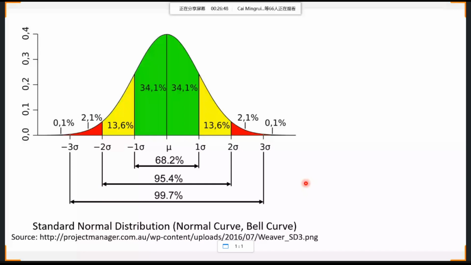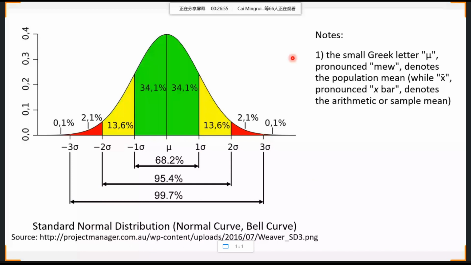And you have these Greek letters here. This Greek letter in the center is mu. It's pronounced mu. This one denotes the population mean. This is the mean, so you have 2 halves of the data then. Sometimes you might also see this one here. It's pronounced x bar. This denotes the arithmetic or sample mean. So mu is mainly used for the population mean. We just talked about this difference.